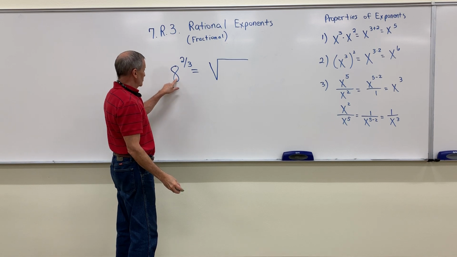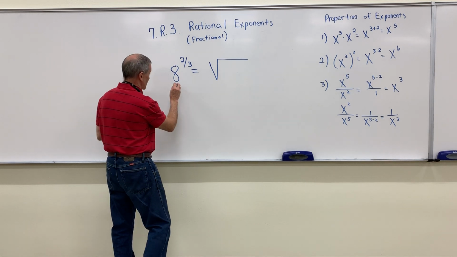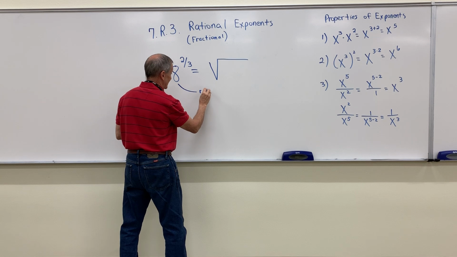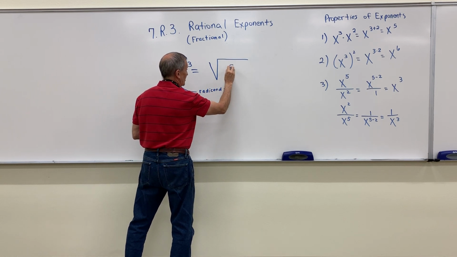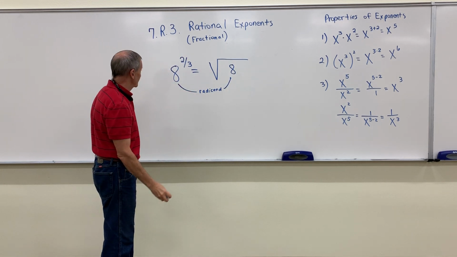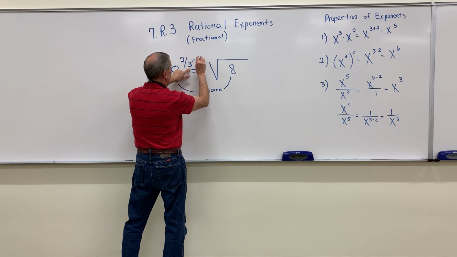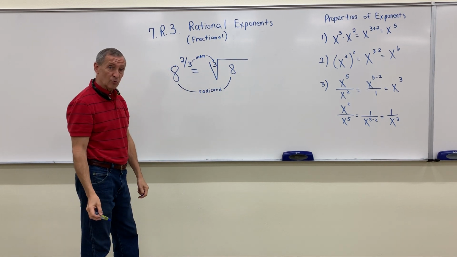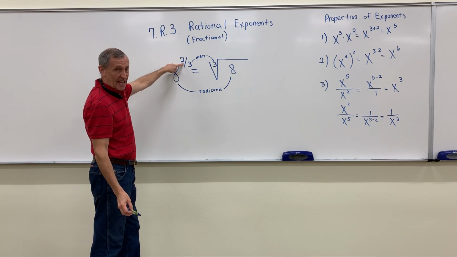And notice I got three numbers, 1, 2, 3. They each take a place in this radical expression. The base becomes what's called the radicand. That's just simply the number underneath the radical. The denominator becomes the index. That's the little number that goes in the crook of the radical that tells you what kind of root you're looking for. And the numerator becomes the exponent.